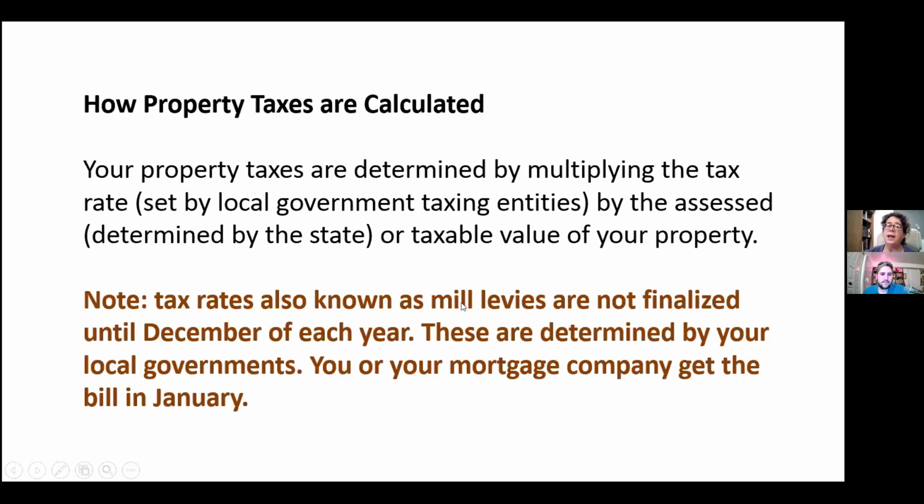And again, that's just to reinforce your property taxes, and this is kind of giving it in a reverse way. Your property taxes are basically set by multiplying that rate that is set by the local taxing authorities, called a mill levy, by that assessment rate, set by the state. And it should be noted, tax rates known as these mill levies, which we'll go into in just a moment, are not finalized until December of this year. So even though we can calculate property taxes right now, it's based on an estimate.